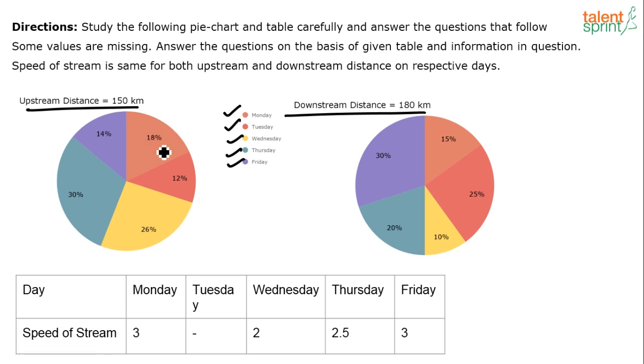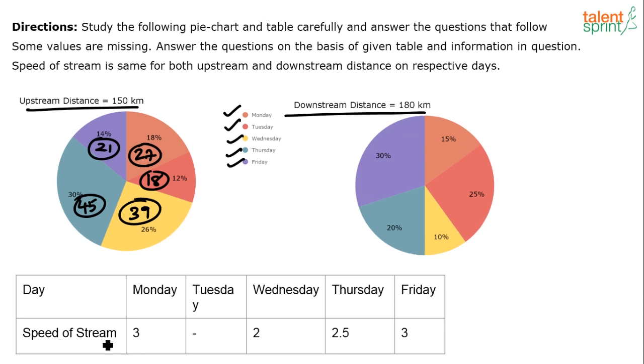Like for example, 18% of 150 would be 30 minus 3, 27 kilometers. 12% of 150 would be 18. 26% of 150 is what? It should be 39. Yeah, 30 plus 9, 39. 30% of 150 is 45, very simple. And 14% is going to be 15 plus 6, 21. So these are the values. Upstream distances on 5 days. Similarly, downstream distances on the 5 days can be calculated.